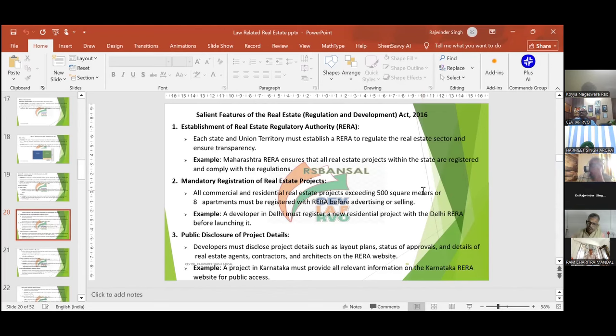What does this act actually say? The most important thing is public disclosure of project details. Developers must disclose the project details such as layout plans, status of approvals, and details of real estate agents, contractors, and architects on the RERA website. For example, a project in Karnataka must provide all relevant information on the Karnataka RERA website for public access.